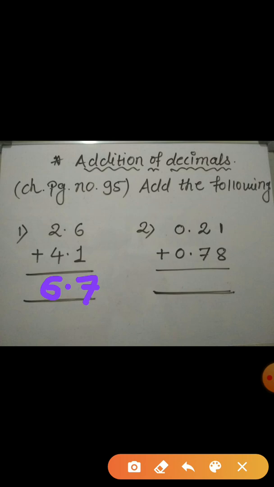See the second example. 1 plus 8, 9. 2 plus 7, 9. Then the decimal point will come down. 0 plus 0, 0. Hence the addition is 0.99.